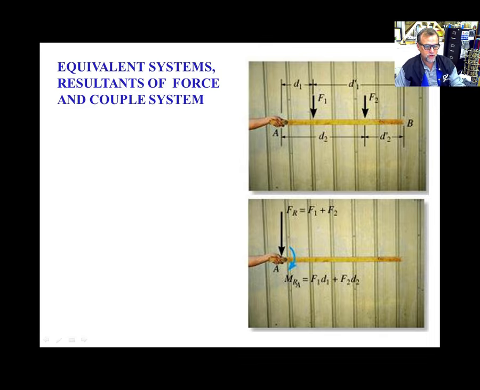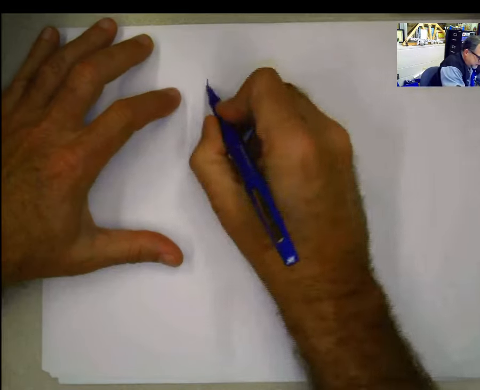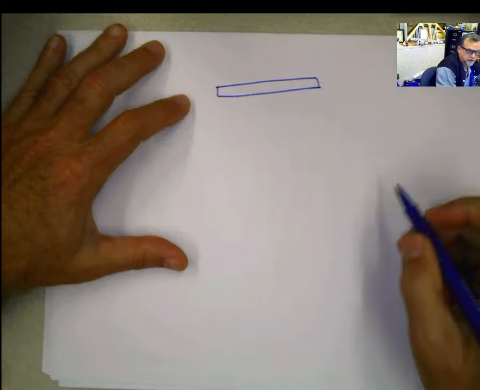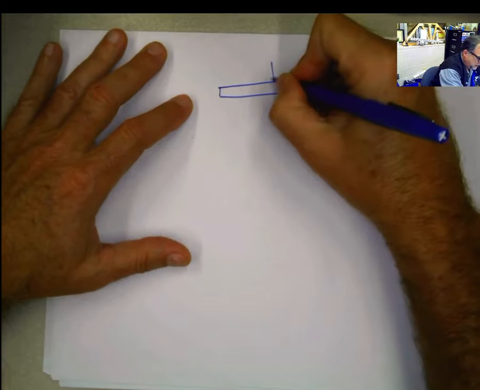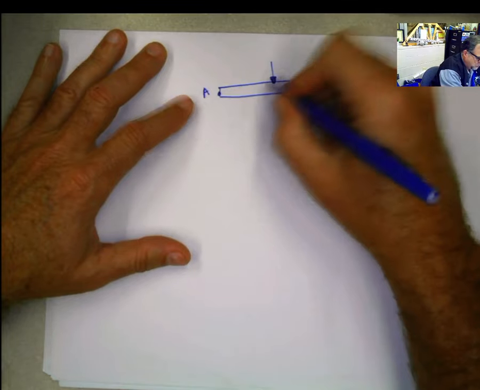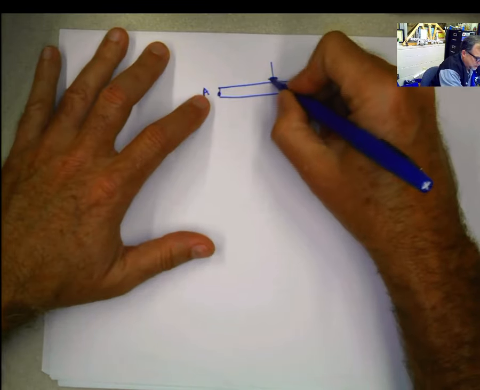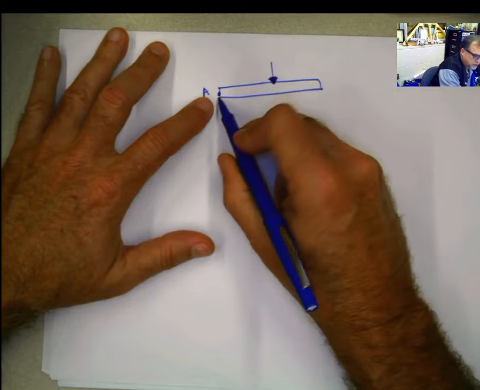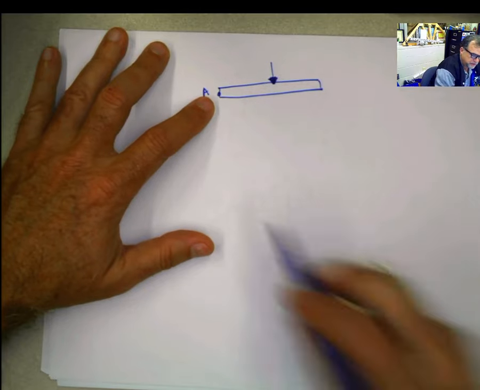The reason for this to happen, let me go to the document camera and explain that to you. Basically, let's say you have this situation with the force applied here, and I want to determine or convert this force into something at the point A, an equivalent system at the point A.